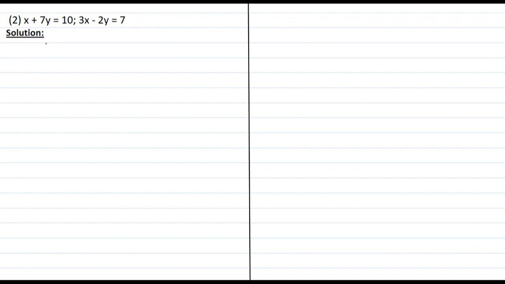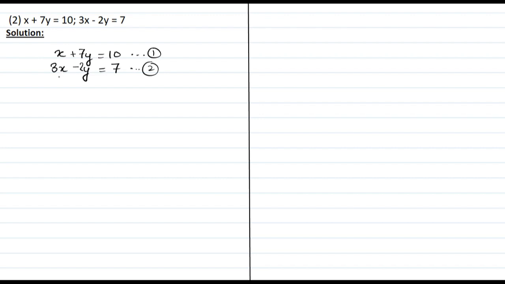Here is your question number 2. I'm going to solve this question by the elimination method. You can try it with the substitution method as well. So, x plus 7y equals 10. This is your equation number 1. Next, 3x minus 2y equals 7. We are going to solve this by the elimination method.